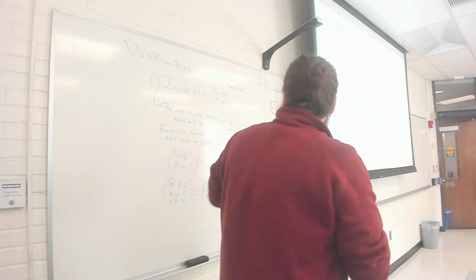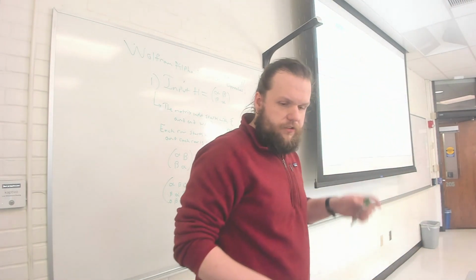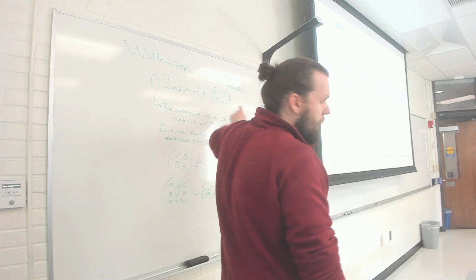So in order to calculate the eigenvalues and the eigenvectors of this matrix, all I have to type in Wolfram Alpha is eigenvalues and eigenvectors of, and then I give it the matrix. So our matrix that we want is A, B, B, A. So it looks like this. And you can see it auto-completed for me.